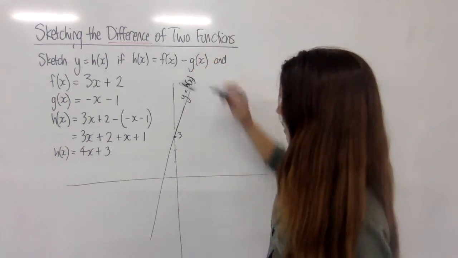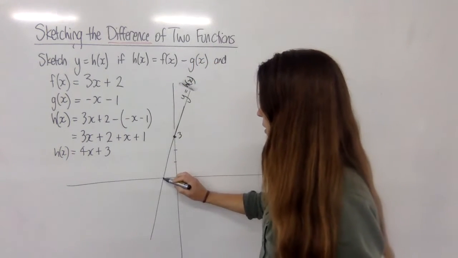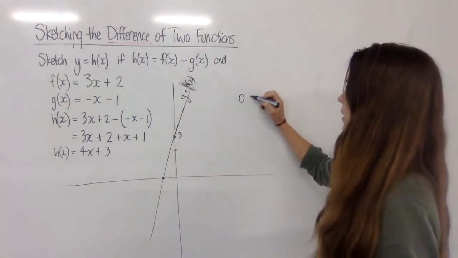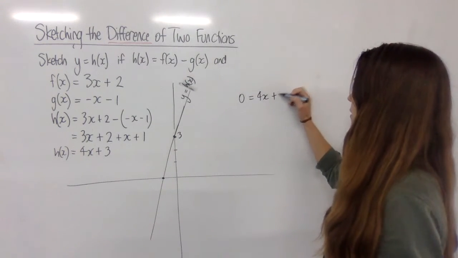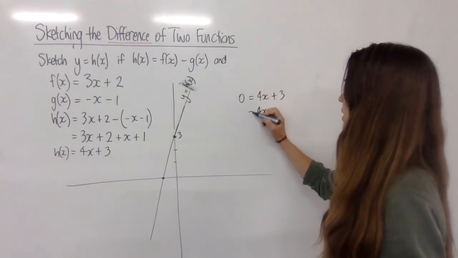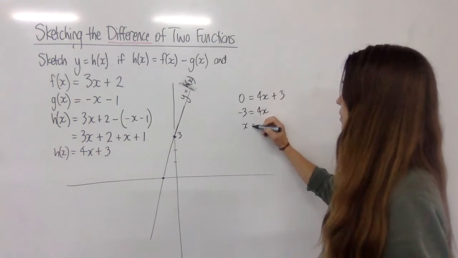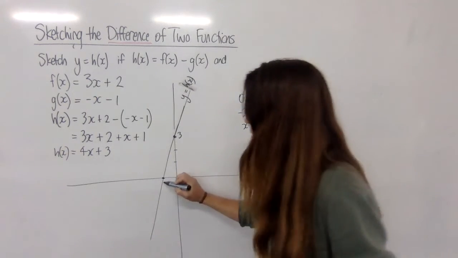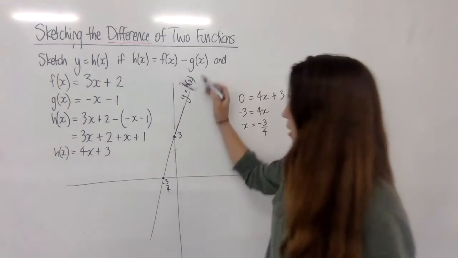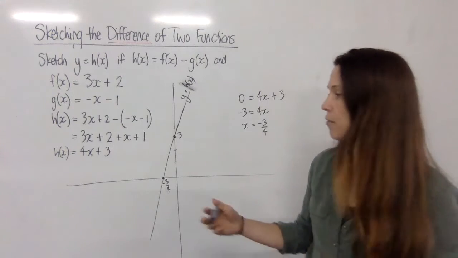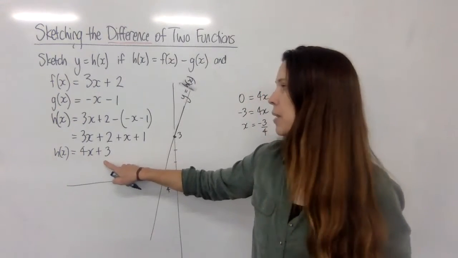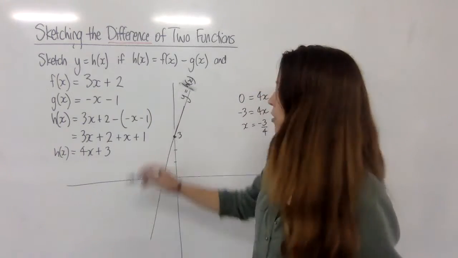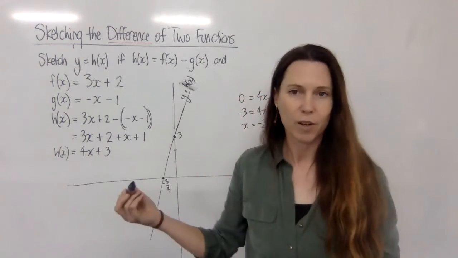I can easily find this point down here by letting y equal 0, and saying that 4x will be negative 3, so x must be negative 3/4, dividing both sides by 4 there. So now I can label that point. So I've graphed y equals h of x, and I found the equation of it by carefully subtracting one function from the other, but notice my use of brackets, very important.